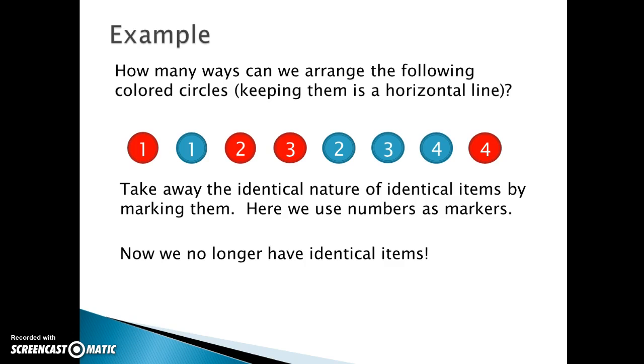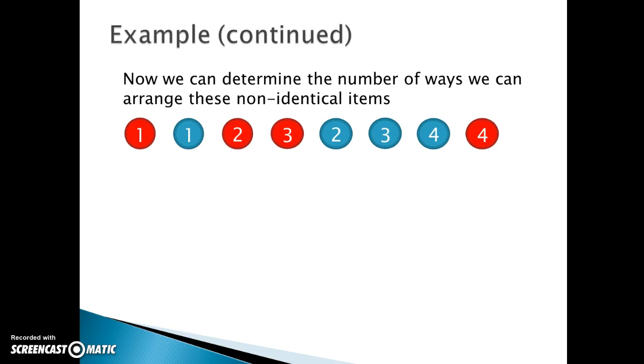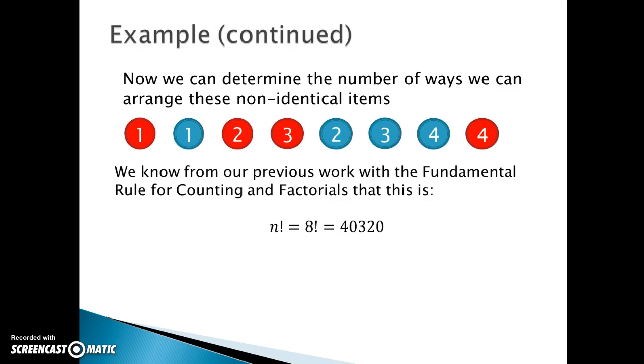The point of this is that we no longer have identical items. We can tell the difference between the different red circles and the different blue circles. So now we can determine the number of ways we can arrange these non-identical items as we're viewing them currently. We know from our previous work with the fundamental rule for counting and the work that we've done with factorials that this is simply n factorial, the number of items that we have factorial. So we have 8 factorial, which is 40,320.